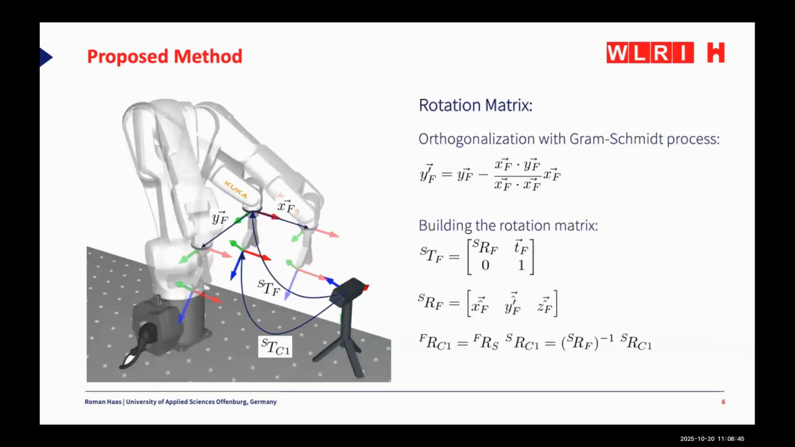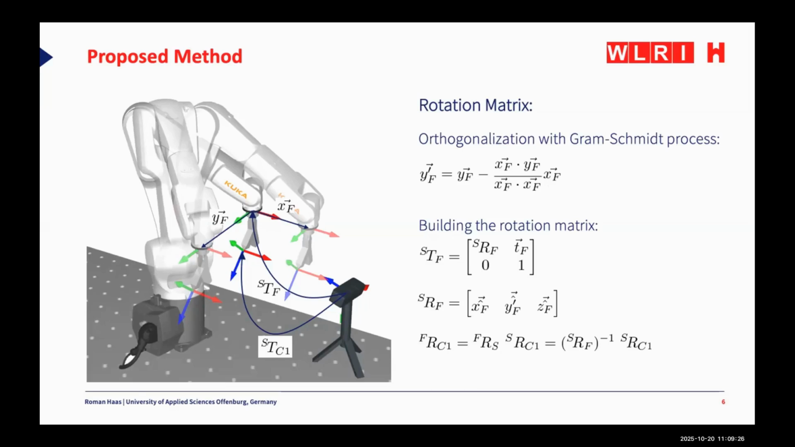And the next thing is the rotation matrix. What we are doing now is we move the robot to 2 additional points. One point is in the XF direction of the flange coordinate system. Then we detect C1 again, so the TCP, and then we move the robot also in the Y direction of the flange coordinate system, as shown in the picture. Because of measurement uncertainties, we also need to orthogonalize YF into Y prime F, as shown here with the Gram-Schmidt process.